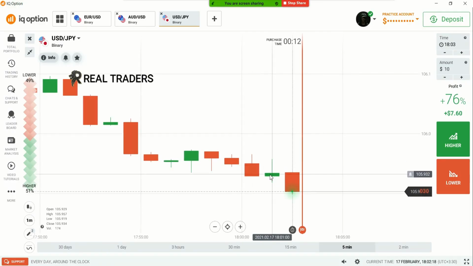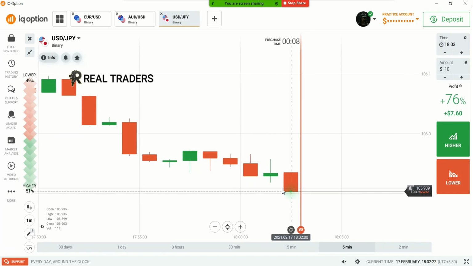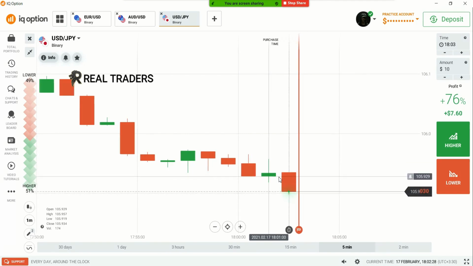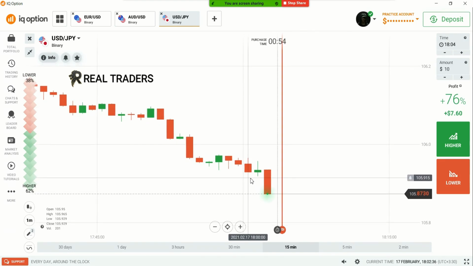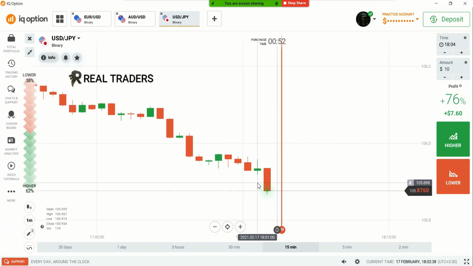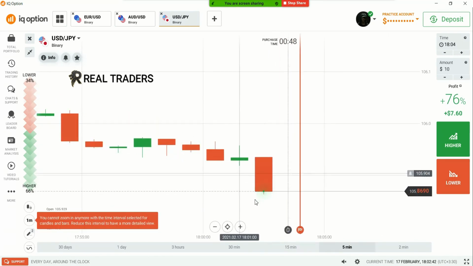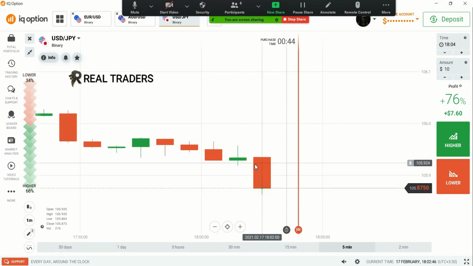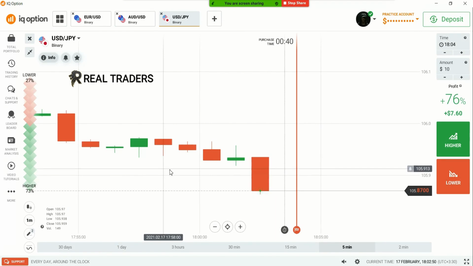One of those topics was the 5-second confirmation. What is a good 5-second confirmation and when can you use it? At the strong SNR levels, you can use the 5-second confirmation. You cannot use it in the middle of the trend. You need to use it at the SNR levels.